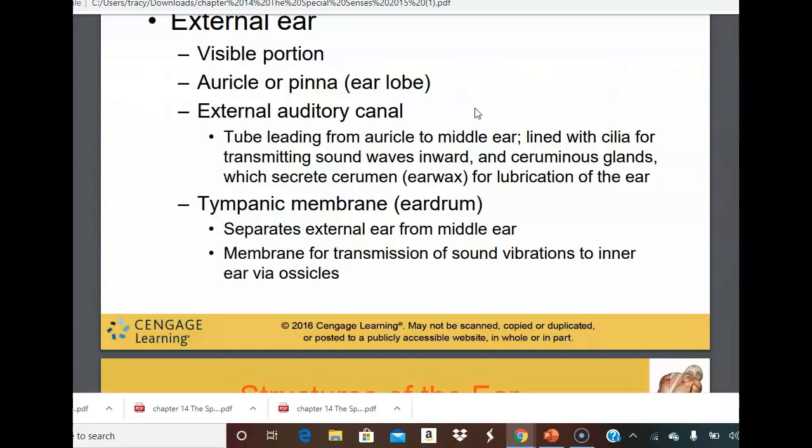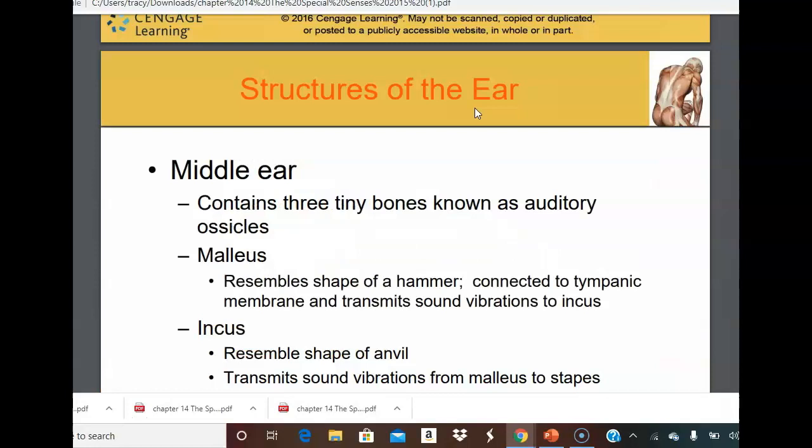Then the next structure that we come across is the tympanic membrane. The tympanic membrane is also known as the eardrum. It marks the separation of the external ear from the middle ear, and it takes the sound waves that are in the air and transmits them to beat on the eardrum, which then goes to the middle ear. It's actually a transition point from air conduction to something we call bone or vibratory conduction.